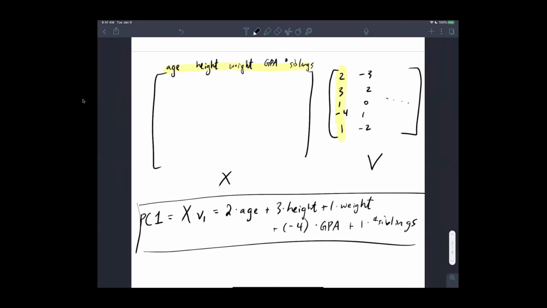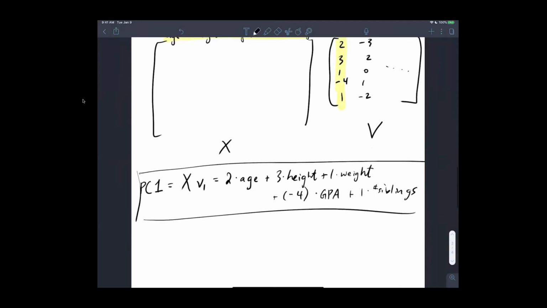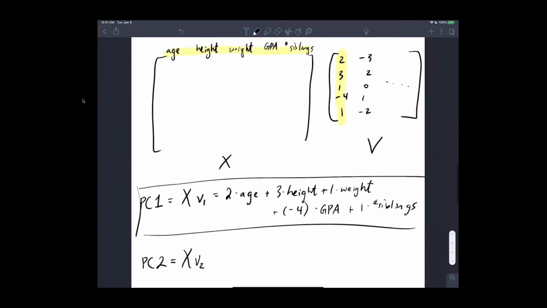The singular value decomposition tells us what the weights of our linear combination should be, such that variances are maximized, such that our principal components maximize sort of explainability in our underlying data set. And so that's all a principal component is. The second principal component would be the result of taking my design matrix and multiplying it by the second column of V, which would then be this one. And so on and so forth.